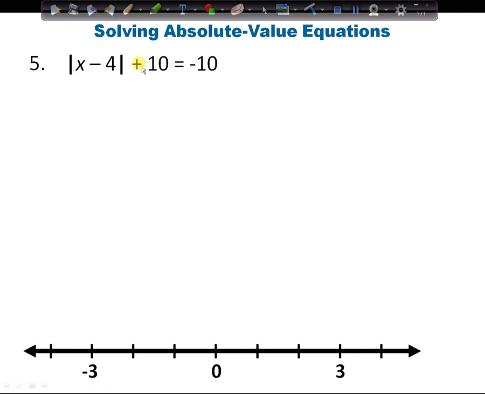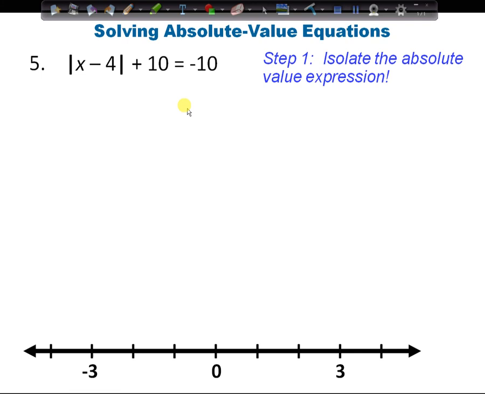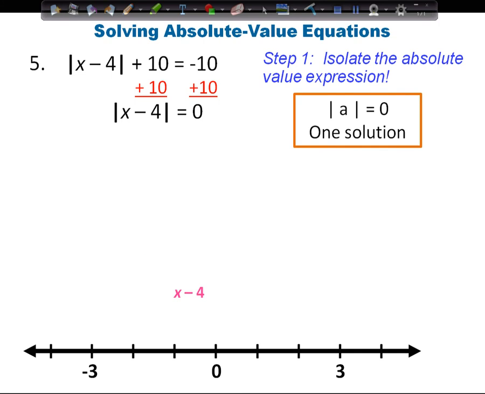So I have to move this plus 10 that's on the outside of the absolute value bars first. I'm going to subtract 10 from both sides. Negative 10 plus 10 gives me 0. So the absolute value of x minus 4 equals 0. Since the absolute value bars are by themselves and it equals 0, that means I'm going to have one solution.